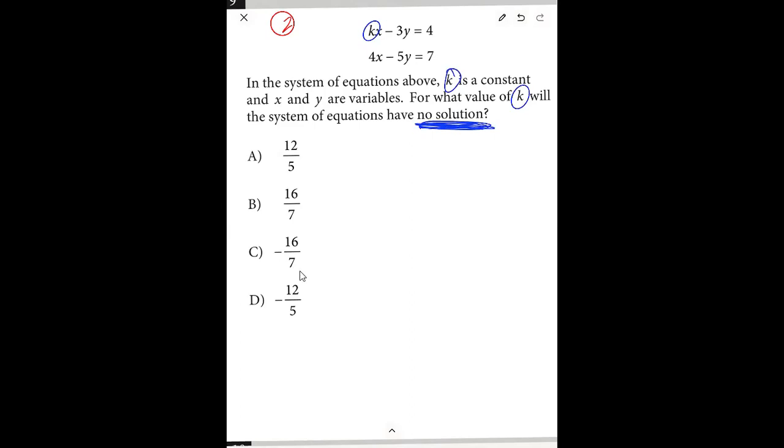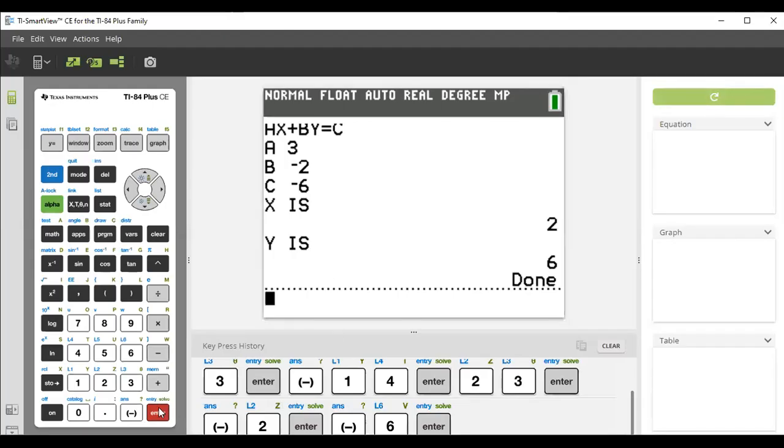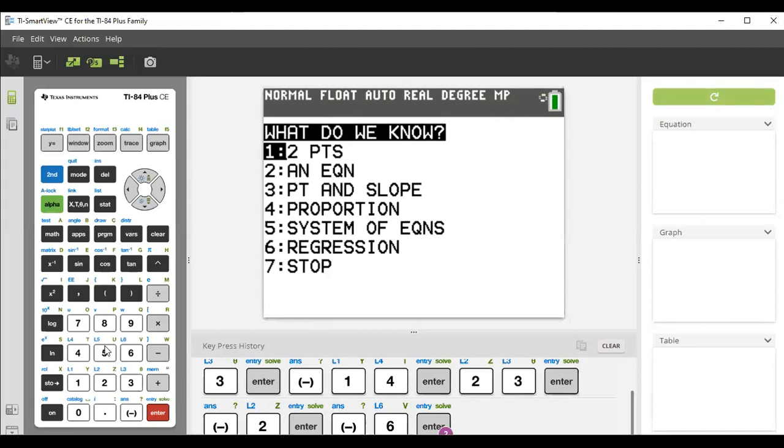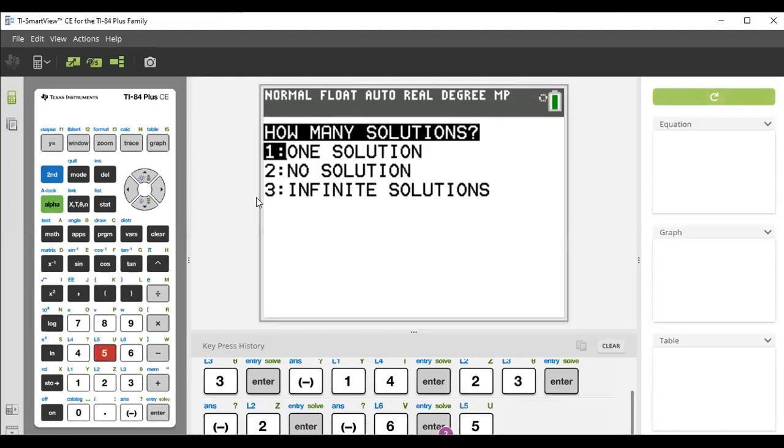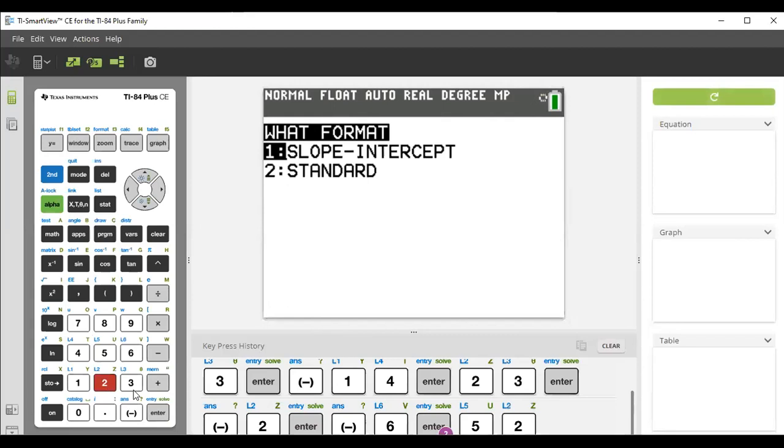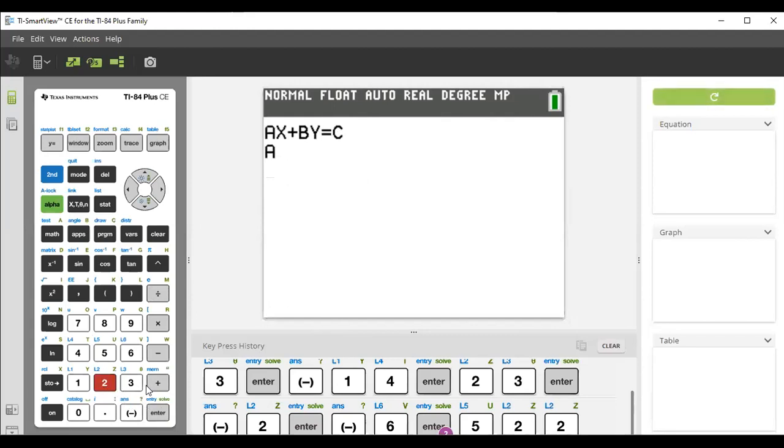All right, so let's go. We would go back to the calculator. We are going to press enter, and we're going to press 5. We want no solution, so that's option 2. Now, the equations were in standard form, so we would choose 2.